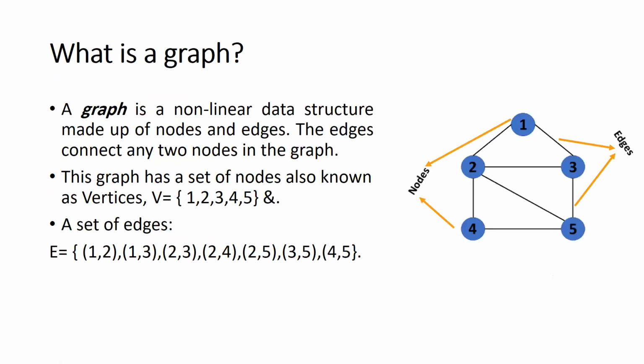What is a graph? A graph is a nonlinear data structure made up of two main components, which are nodes and edges. In this example, we have 5 nodes and we have 7 edges. It is an undirected graph. We don't have arrows on the edges, so it is undirected.